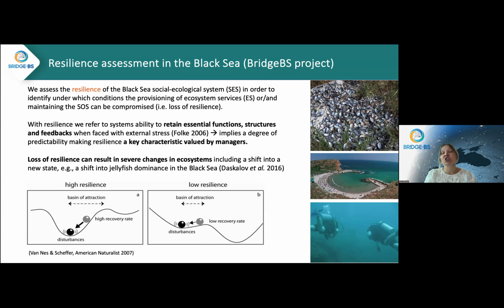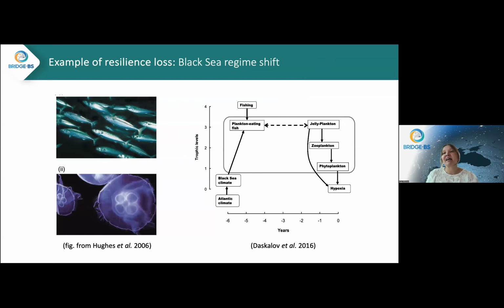And that changed in the end of 1980s, early 1990s, when the Black Sea went from planktivorous fish into a jellyfish-dominated system. So in this sense, the Black Sea is actually a very good example to study these kind of resilience dynamics. And we can't do this in every system either. So this is really the textbook case.